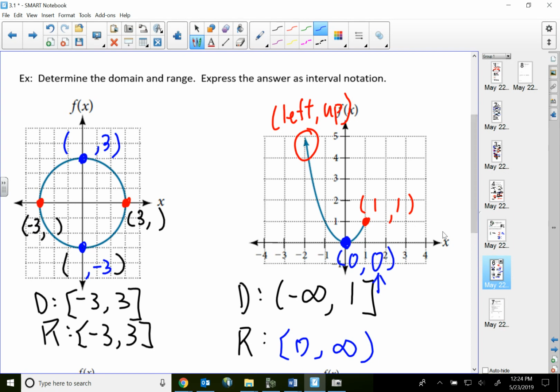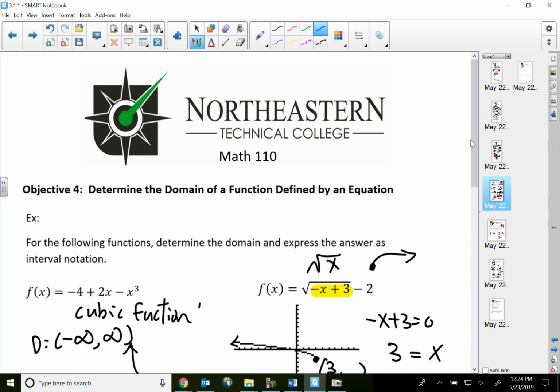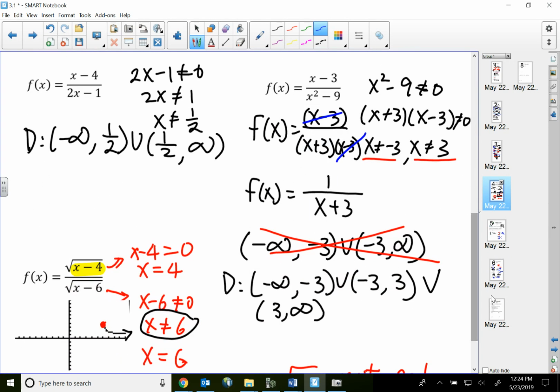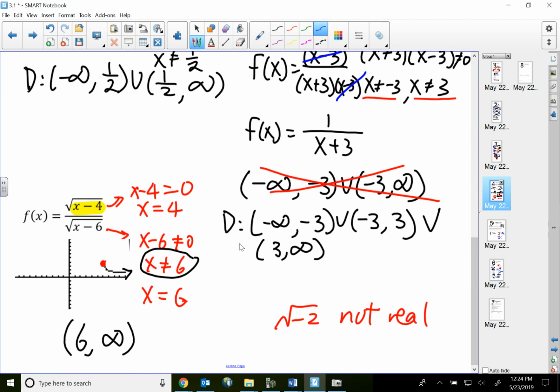When you are given a function or an equation, you will have to do certain things ahead of time, just like in objective number 4. You have to figure certain things out ahead of time to know the beginning and ending of your domain and range.